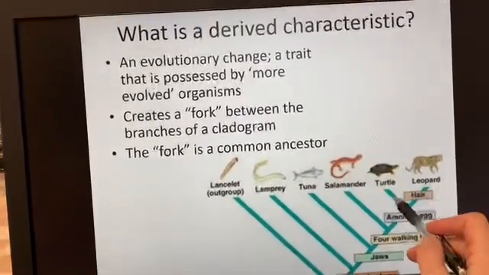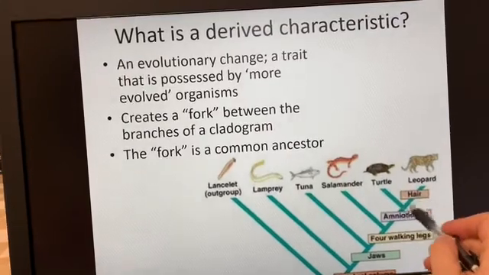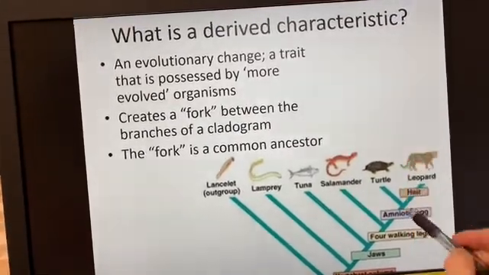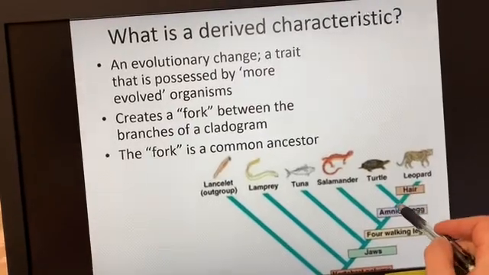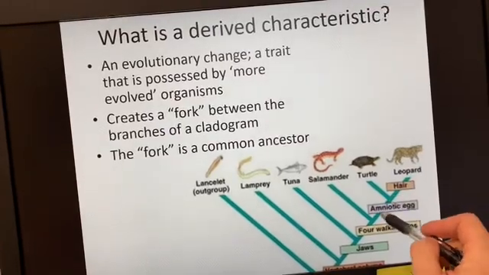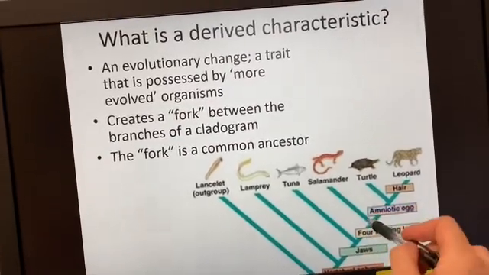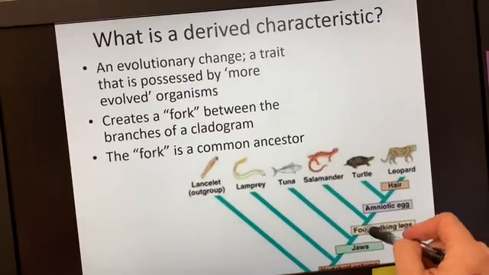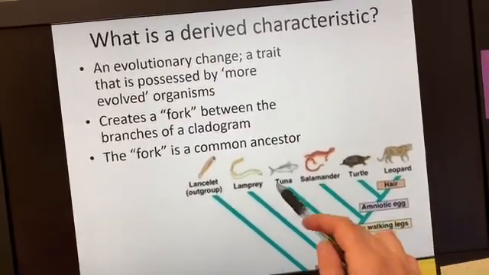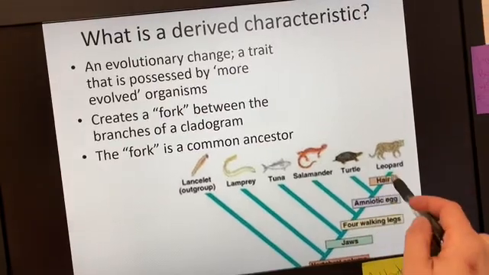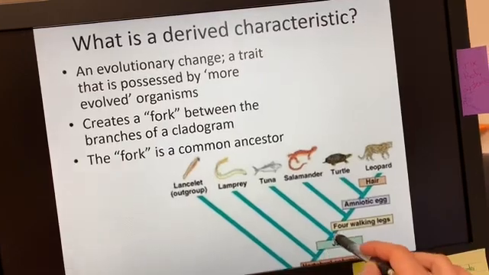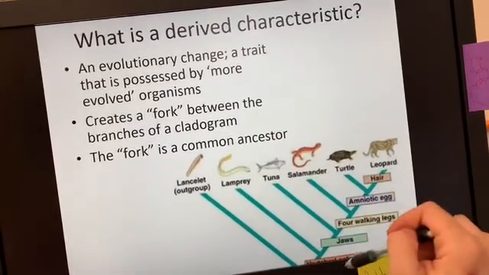Look at the fork between these two, that division, that separation. The derived characteristic is what creates that fork. This one has it, this one doesn't. So the turtle doesn't have hair, the leopard does. Amniotic eggs: the salamander does not have it, but these guys do. Four walking legs: the tuna doesn't have it, but the salamander, the turtle, and the leopard do. The lamprey doesn't have jaws, but the tuna, the salamander, the turtle, and the leopard all do.